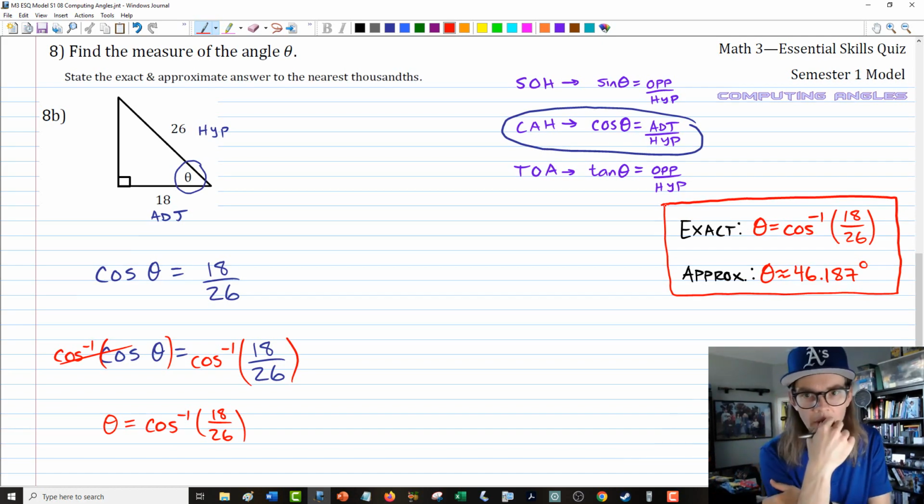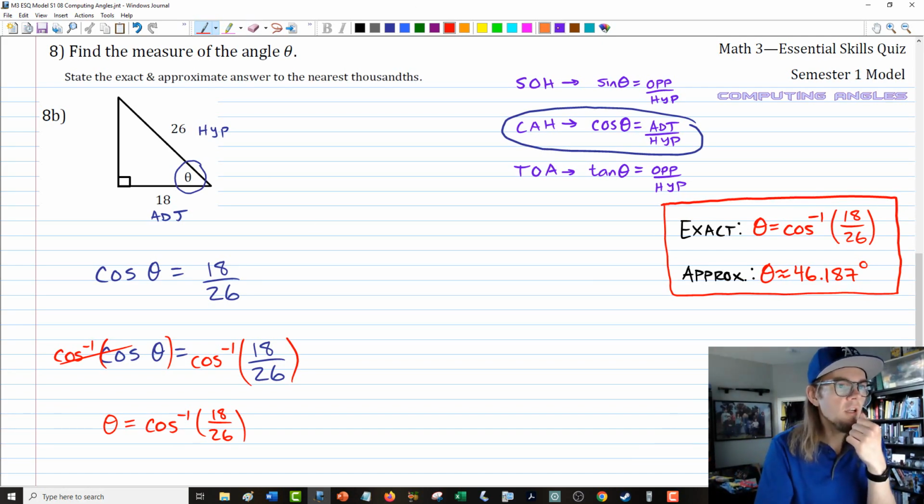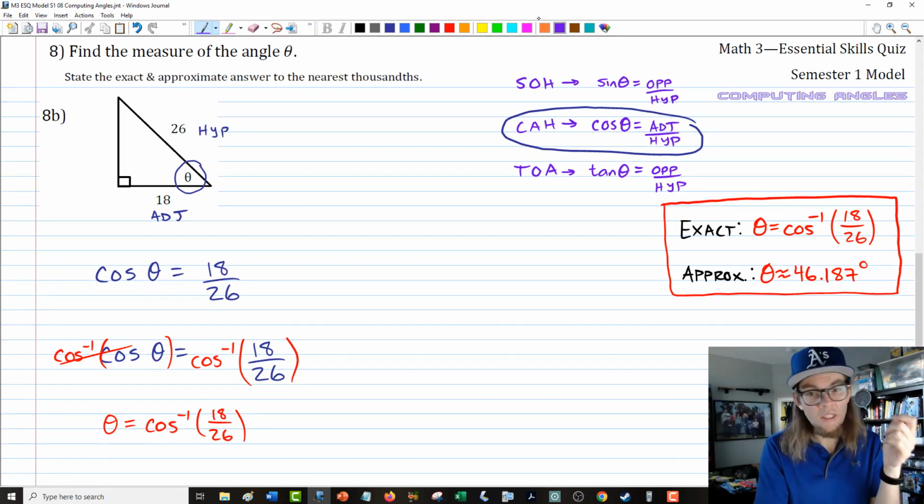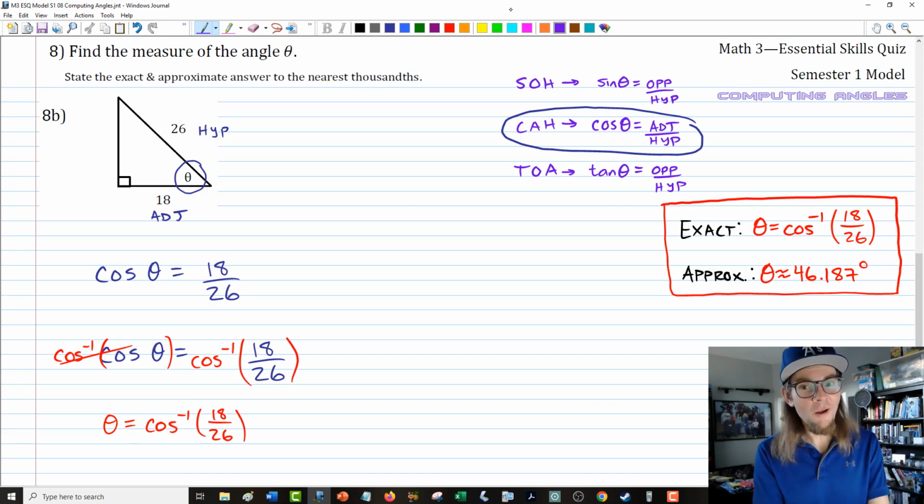So now let's see. Before we go on to the last problem here, while I change colors, let's think. We did an inverse sine problem. Then we did an inverse cosine problem. Does anyone want to tell me what they think the third problem is going to be? Dun, dun, dun, dun, dun, dun, dun.